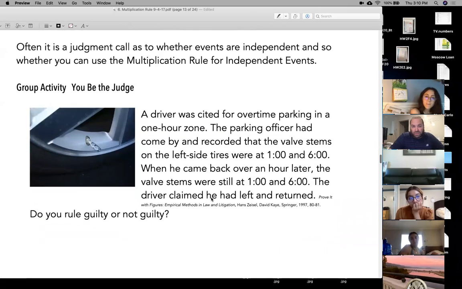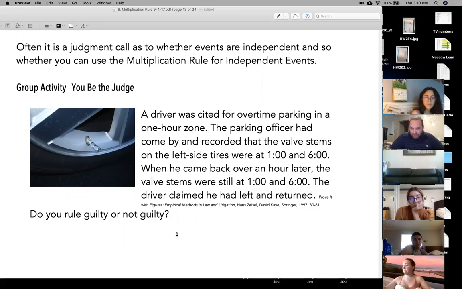So here's an activity. A driver was cited for overtime parking in a 1-hour zone. The parking officer had come by and recorded the valve stems on the left side tires were at 1 and 6. When he came back over an hour later, the valve stems were still at 1 and 6. The driver claimed he had left and returned. Do you rule guilty or not guilty?